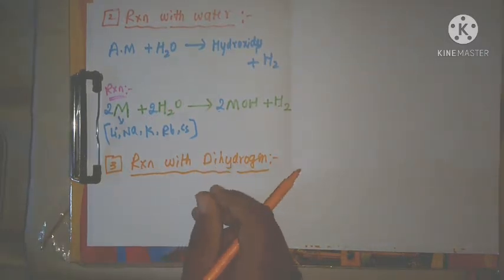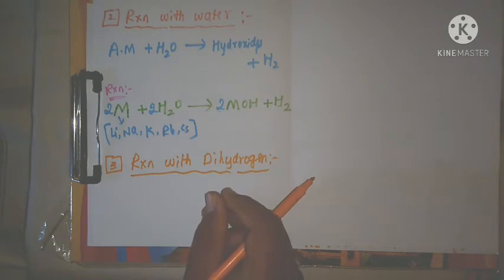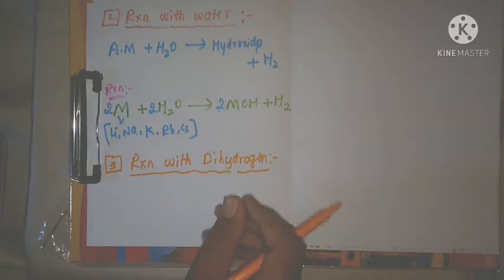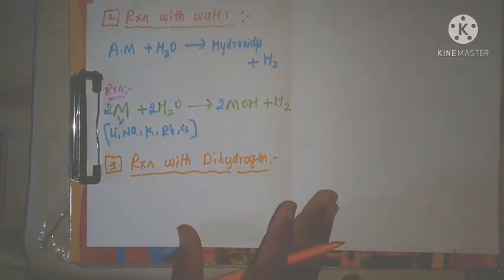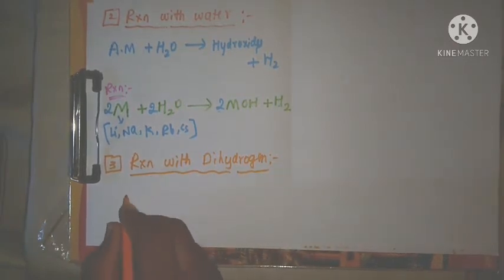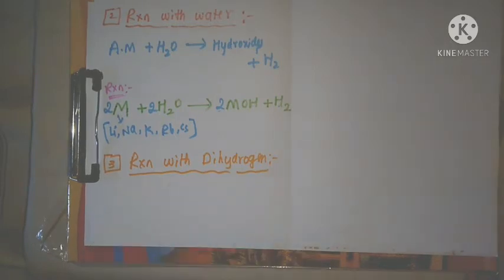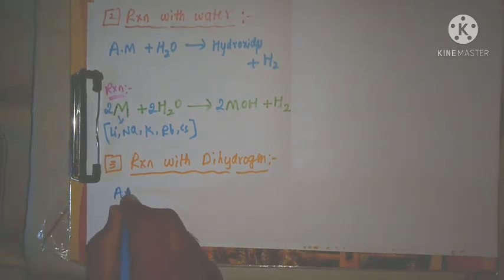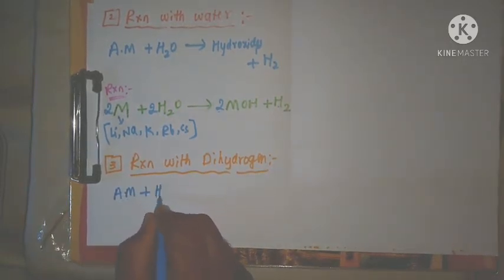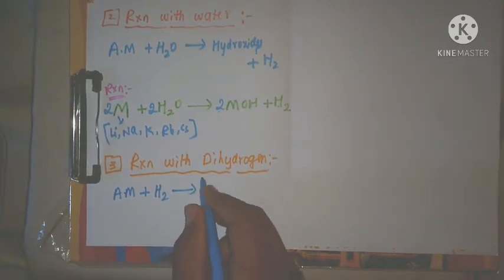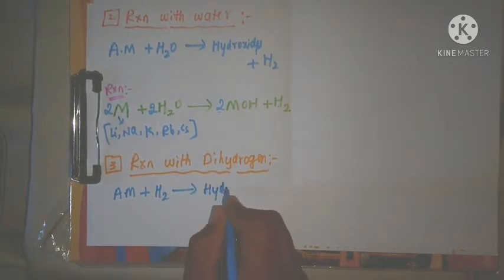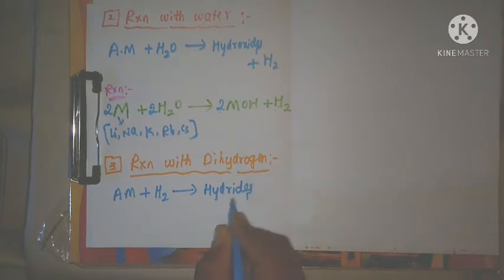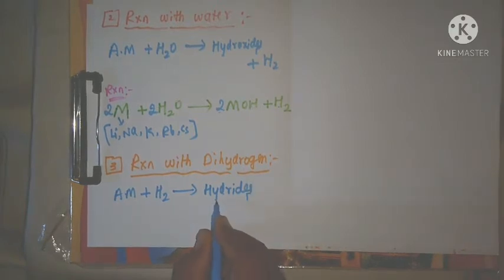We have studied the hydrides. When first group elements react with dihydrogen, they form the ionic hydrides, that we have studied. The same reaction I am going to write here. When alkali metals, that is AM, react with dihydrogen, they form the corresponding hydrides. If it is lithium, lithium hydride. If it is potassium, potassium hydride. If it is sodium, sodium hydride.